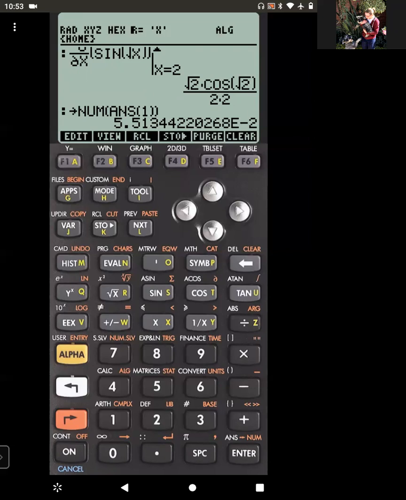The second question asks me to find the derivative of the natural log of 1 over 5 minus x at the point 1.3. So let's see if I can type that into my calculator.